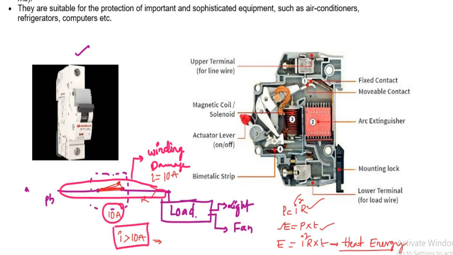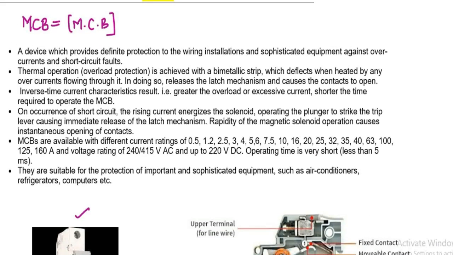The MCB which has a 10 amps rating will allow the current up to 10 amperes. Whenever the current is more than 10 amperes, the MCB will open circuit the load and the current will be 0 in the circuit. So this is the function of MCB. It is a device which provides definite protection to wiring installations and sophisticated equipment against overcurrents and short circuit faults. So when overcurrent flows, when there is a short circuit.